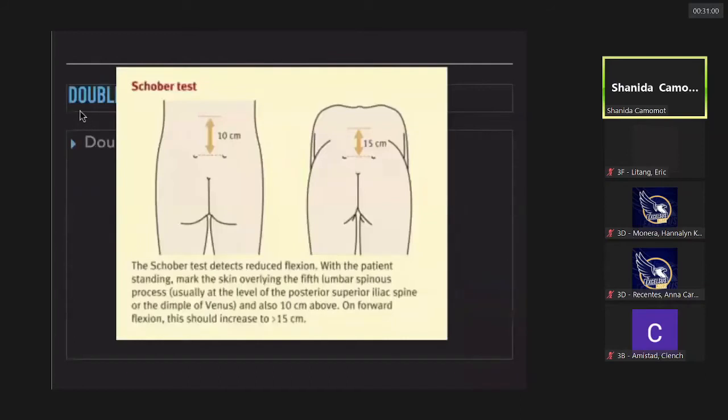So this is the Schober test that we use to check flexion of the lumbosacral spine. How to do the Schober test: with the patient standing, you mark the skin overlying the fifth lumbar spinous process, usually at the level of the posterior superior iliac spine or the dimple of Venus, and also measure 10 centimeters above it. You ask the patient to do a forward flexion. The 10 centimeters should increase to more than 15 centimeters. If it's less than 15 centimeters, then there is reduced flexion of the lumbosacral spine.